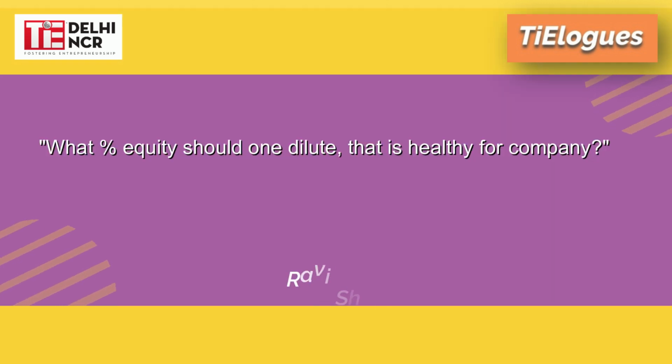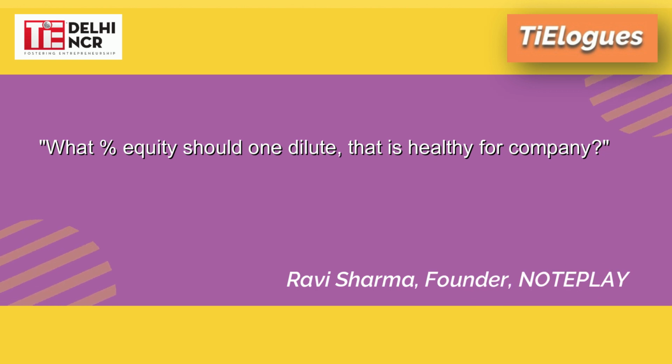The first question that a member has sent us is what percent equity should one dilute that is healthy for the company? See, there are certain rules of thumb with respect to equity dilution. There is no right or wrong answer, but I would say a standard construct is to dilute anything between 15 to 20% in every round. Now, again, depending on the situation where the company is, you could dilute a little lesser or a little more, but 15 to 20% is considered healthy.